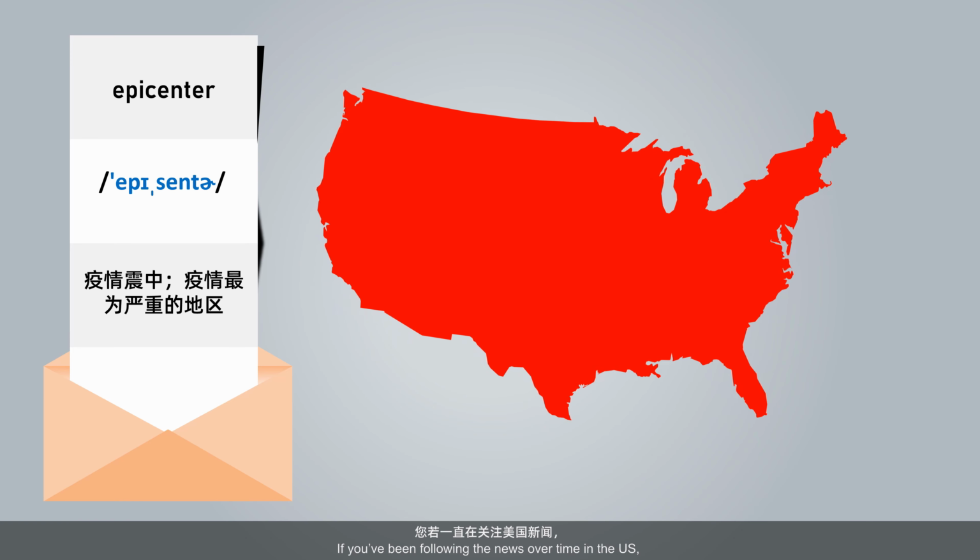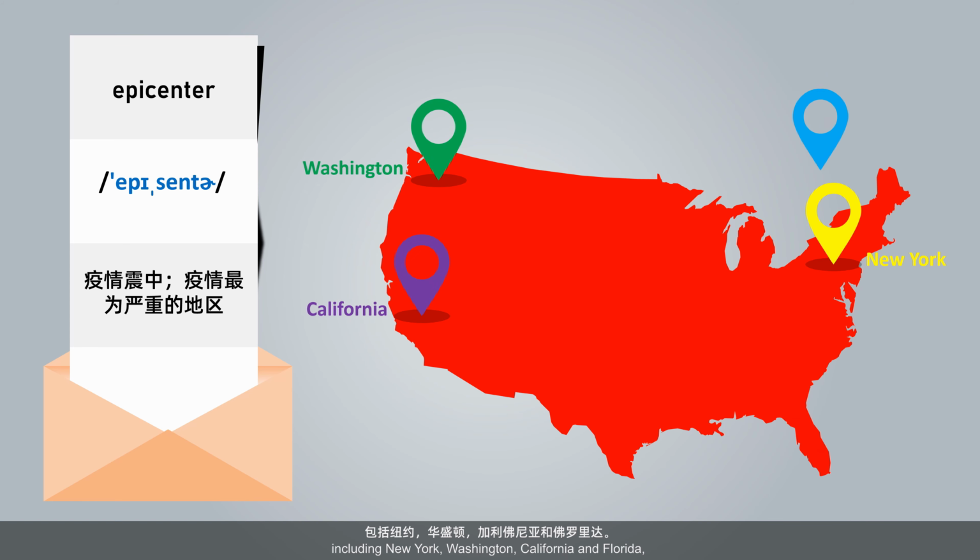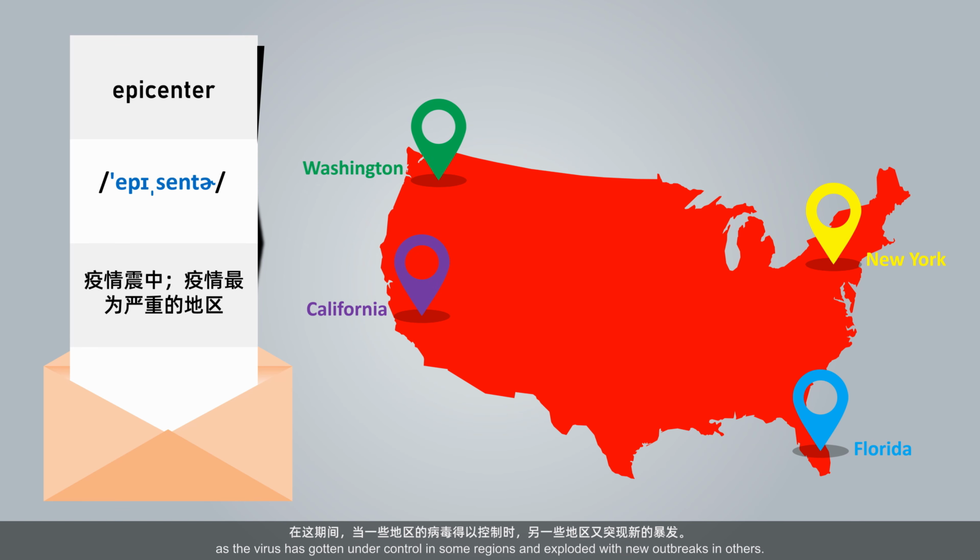If you've been following the news over time in the US, you'll see that different states have been described as the epicenter of the COVID-19 epidemic, including New York, Washington, California, and Florida, as the virus has gotten under control in some regions and exploded with new outbreaks in others.